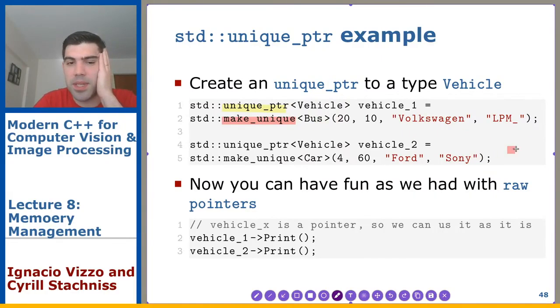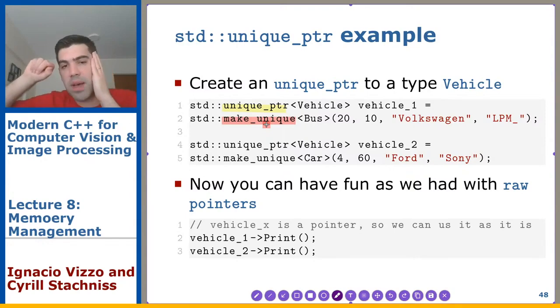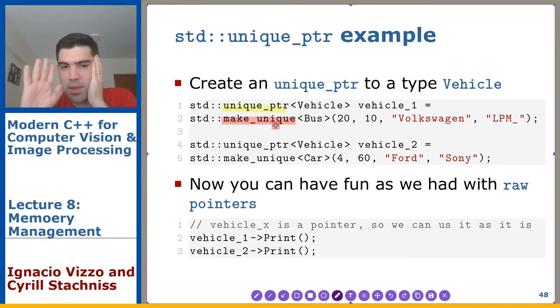And that's basically it. When you call make_unique, inside make_unique there's a new memory allocation, so there's a new bus, whatever. So you are allocating memory on the heap. It's not something that you stop doing, but all this functionality is now managed inside the unique pointer class.